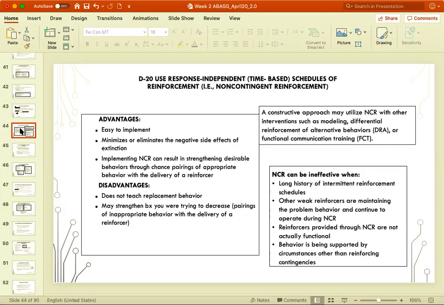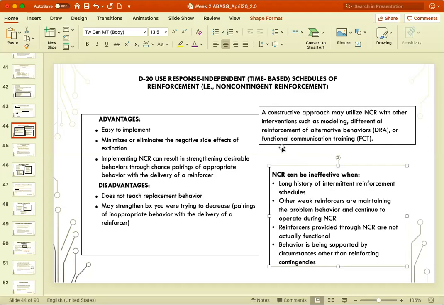All right, advantages. I think we talked a little bit about this, which is that they're easy to implement. Our NCRs don't teach replacement behavior. They may strengthen the behavior you're trying to decrease. They can be ineffective. When is it not a good idea to use NCRs? These are important. NCR can be ineffective when there is a long history of intermittent reinforcement schedules. So if you have been intermittently reinforcing escaping a behavior, that would not be a good time to do this.